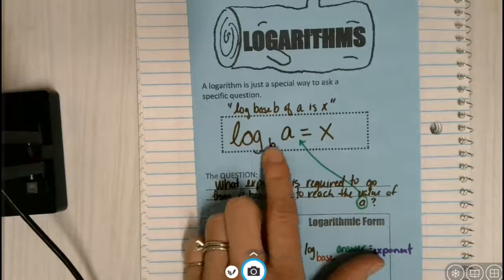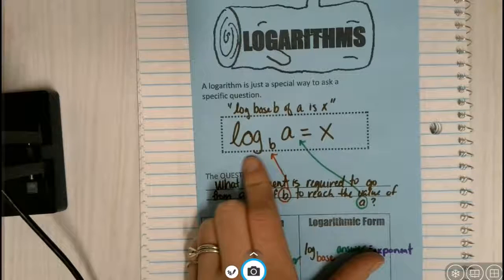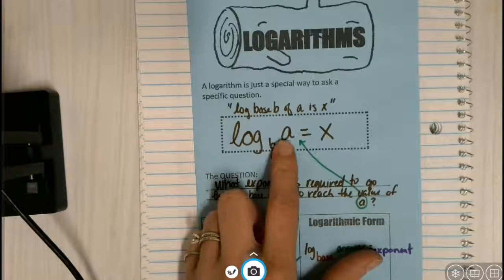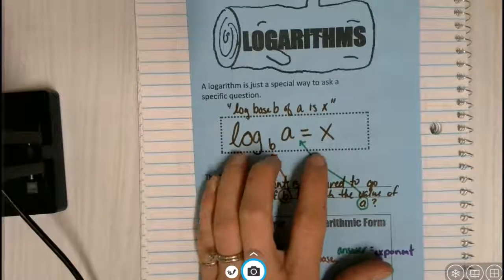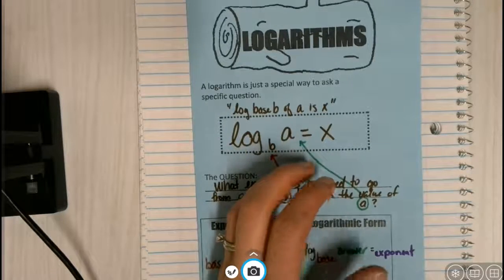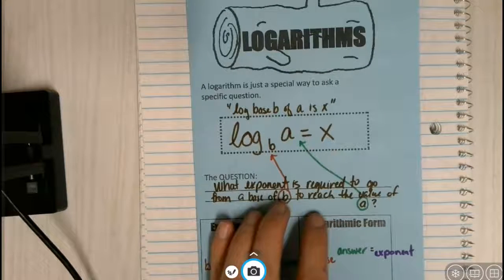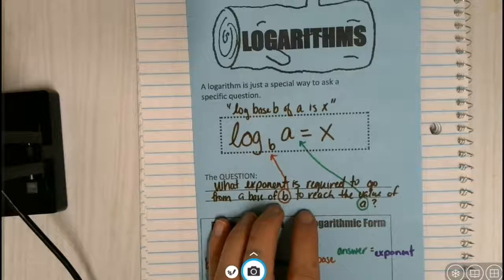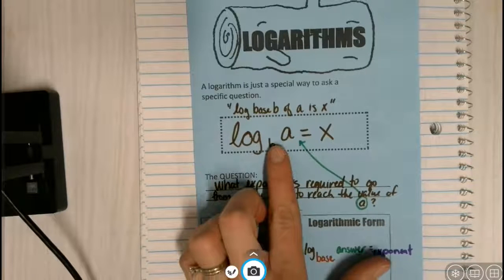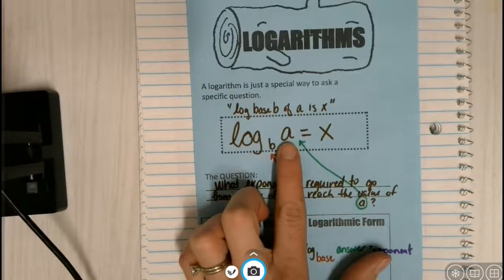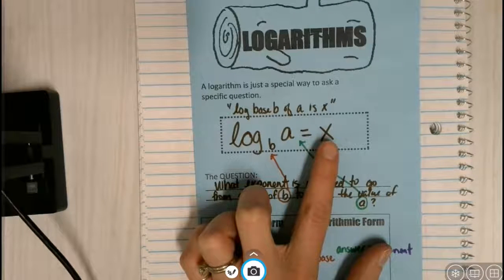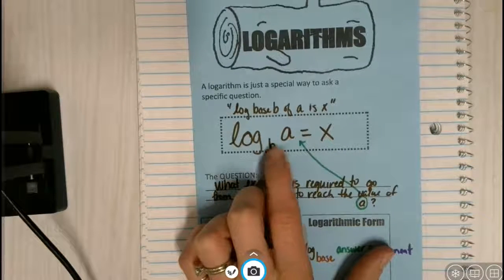So here's what we're seeing when we're dealing with logarithms. I have log base b of a is x. Make sure you get this down, because this is our general form of a logarithm that we're going to be using. Again, my question is, what exponent is required to go from a base of b to reach the value of a? That's what this is telling us. This is the exponent that I need to get from b to a.